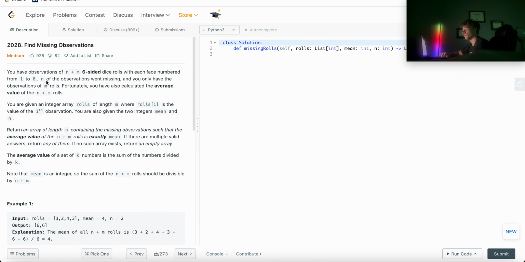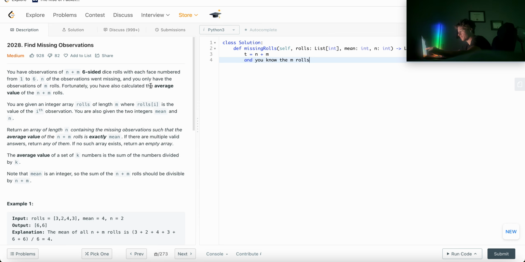Okay, so, already looks like it's going to be hard just by reading the first sentence. Okay, so you have observations of n plus m six-sided dice rolls with each face numbered from 1 to 6. Okay, so it's like a normal dice has 6 sides. N of the observations went missing, and you only have the observations of m rolls. Okay, so the total number of rolls is n plus m, and you know the m rolls.